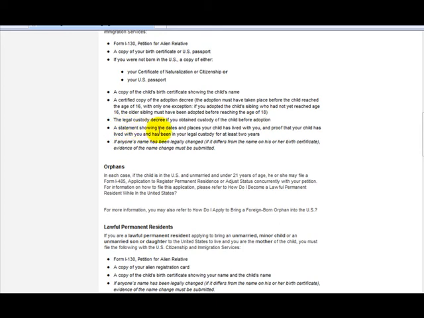A statement showing the dates and places your child has lived with you, and proof that your child has lived with you and has been in your legal custody for at least 2 years. So a statement then means a sworn statement under penalty of perjury, notarized, and it is a letter, a written statement by you. And then again, the name change.